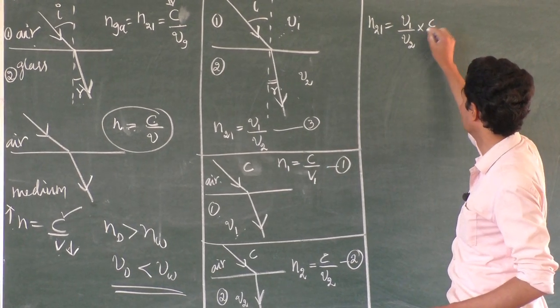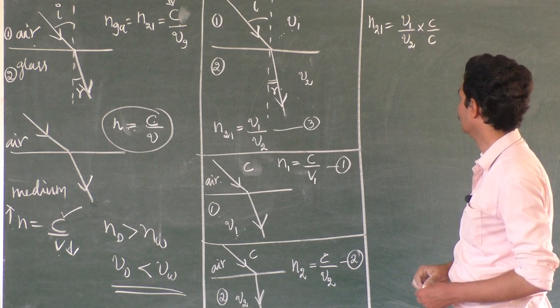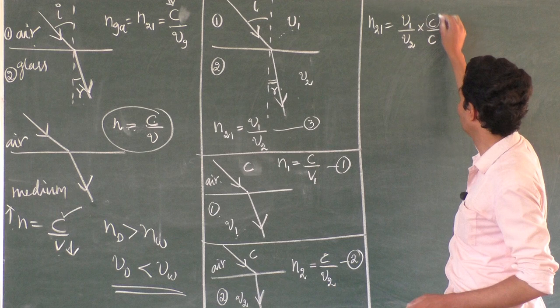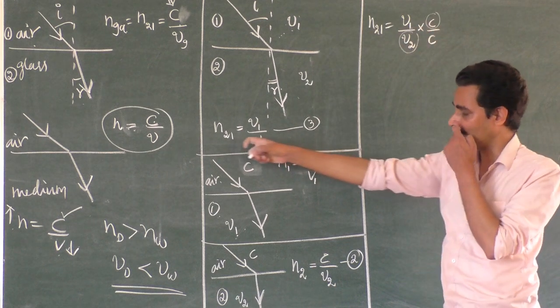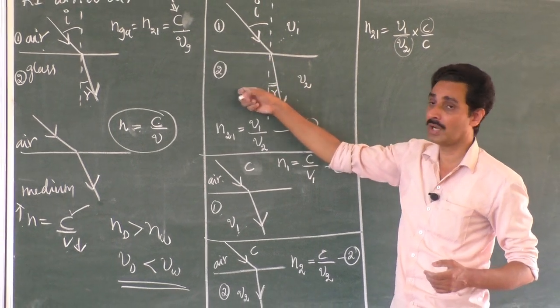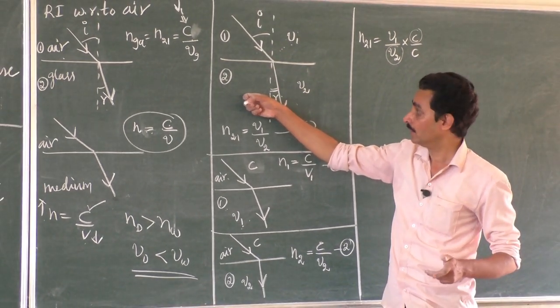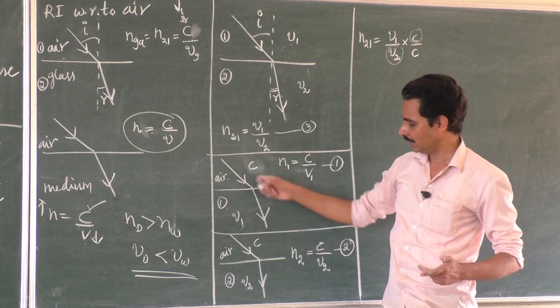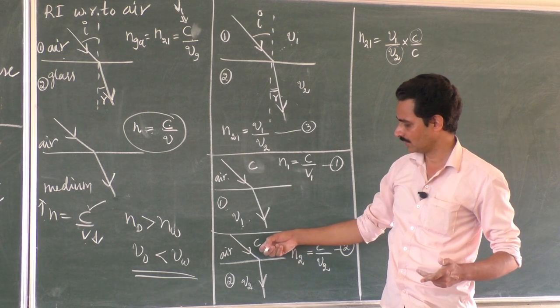Multiply and divide by C. By C, by C. Okay. Into C by C. Now, I will retain C by V2 like this. Okay, you know this? Refractive index of the second medium with respect to the first medium means when 1 and 2 were together. Now 1 is separated and it is made to make friends with air. 2 is separated, it is given a chance with the air.